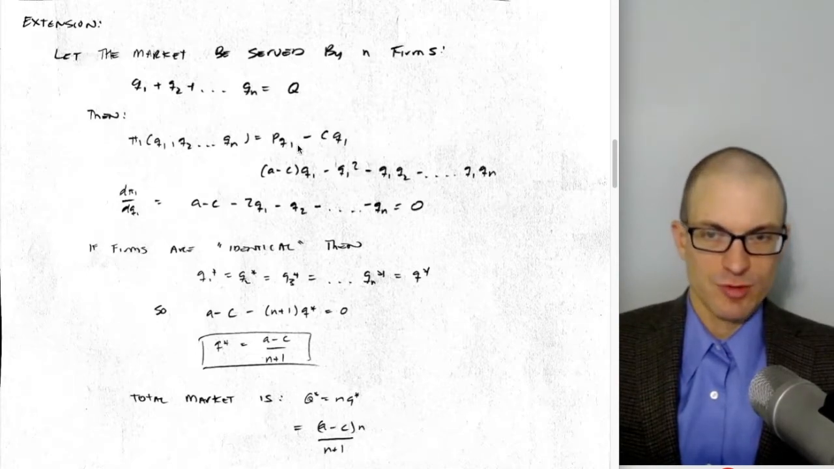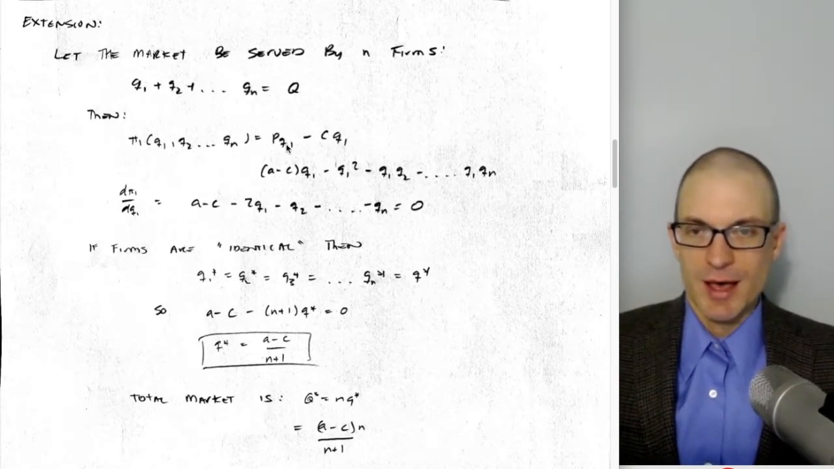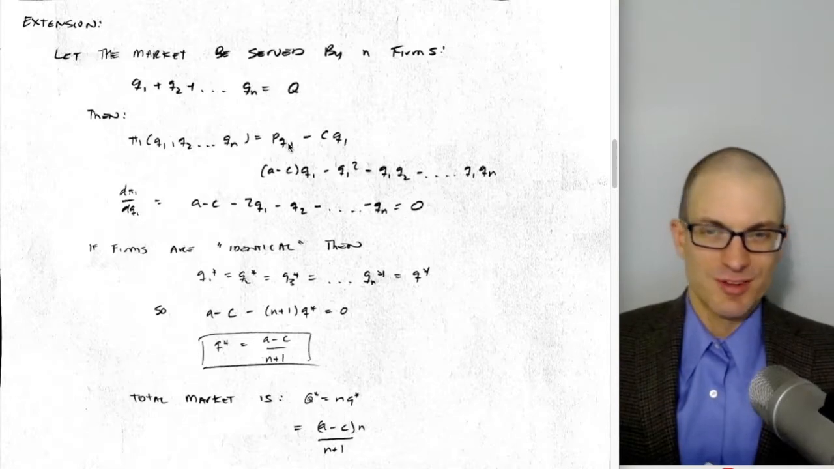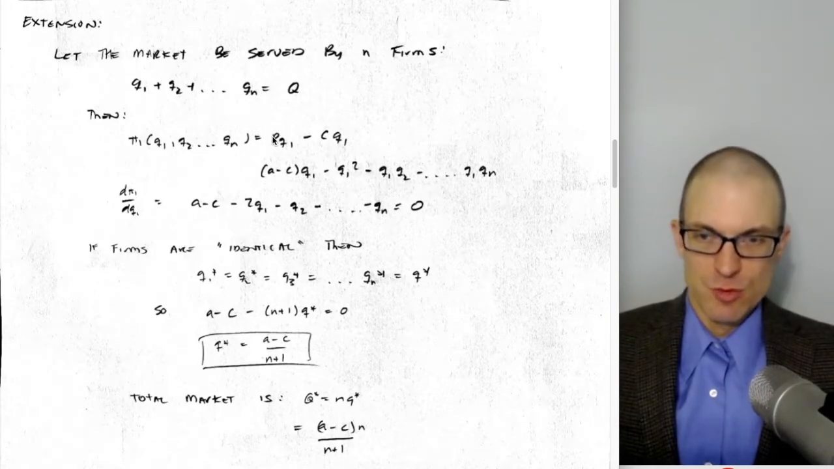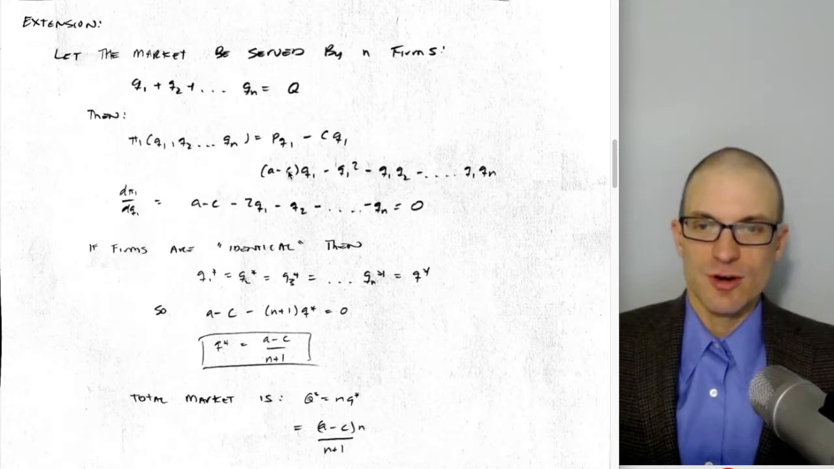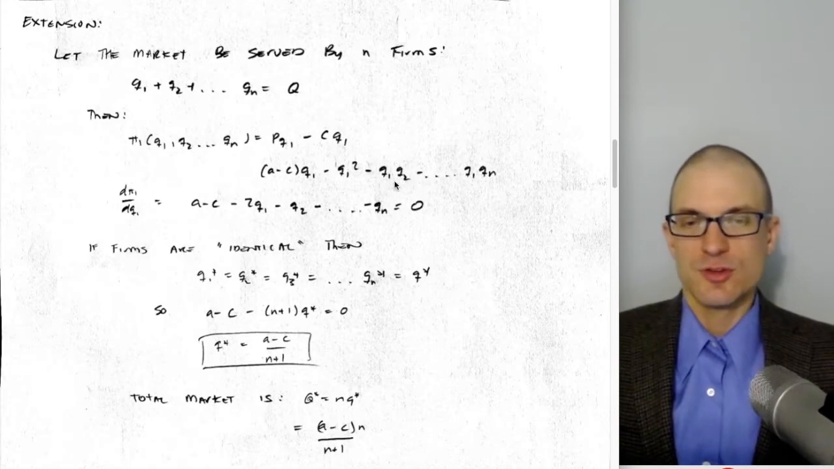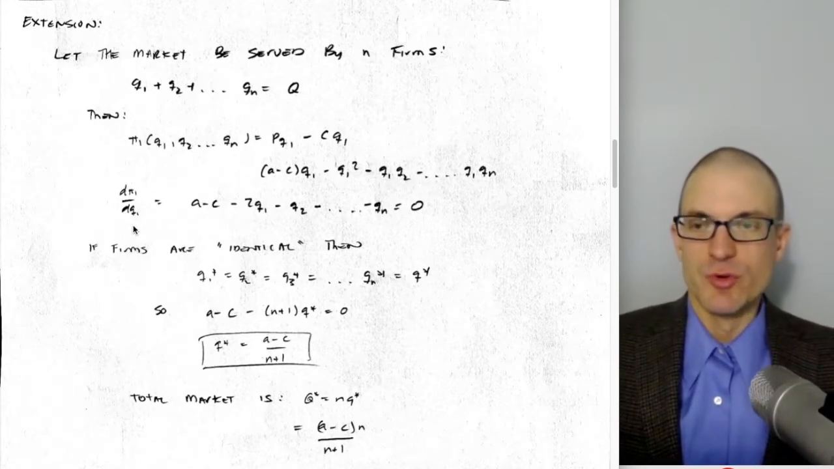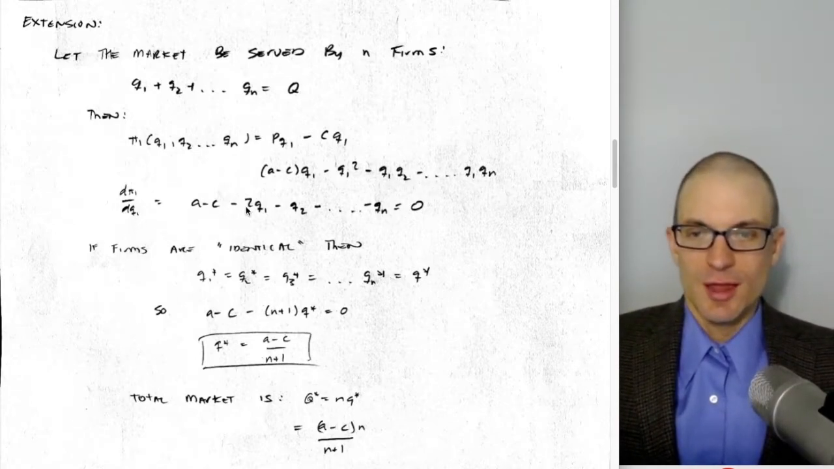Remember, you're going to have a minus A distributed to Q1 here when you replace the demand curve. This demand curve is going to be price is equal to A minus Q1 minus Q2 all the way up to Qn. And so I'm just going to collect like terms here and write this as A minus C Q1, and then here's the Q1 squared term, and then here's going to be the expansion of all those Q1s times Q2 through N, right?